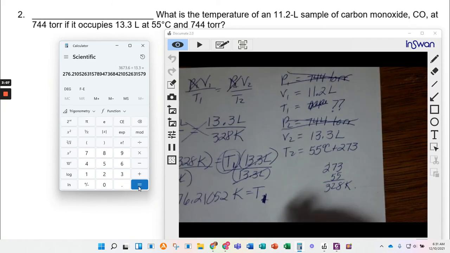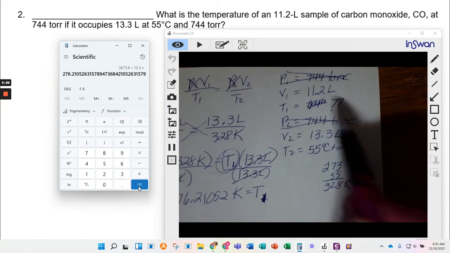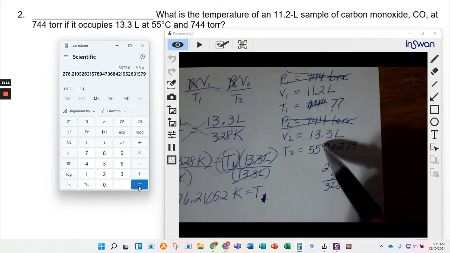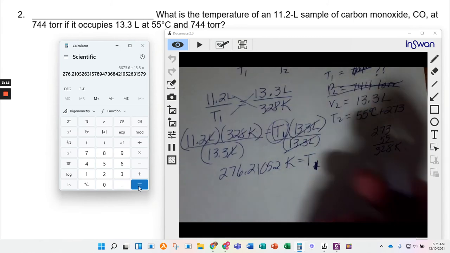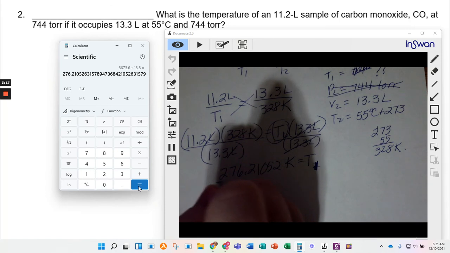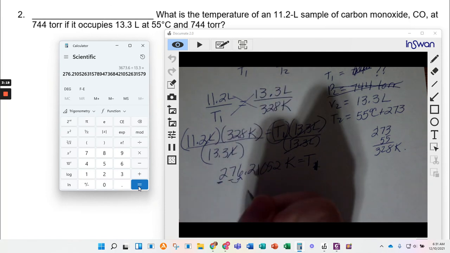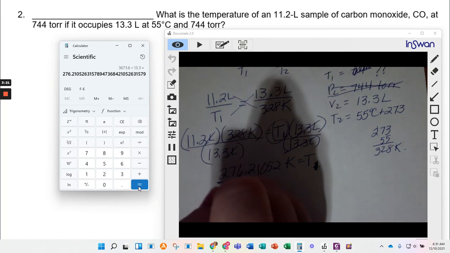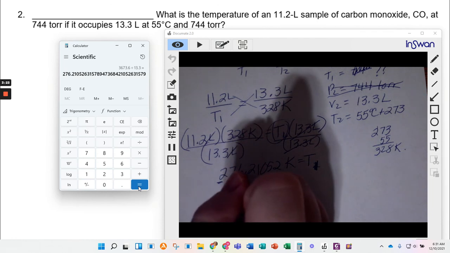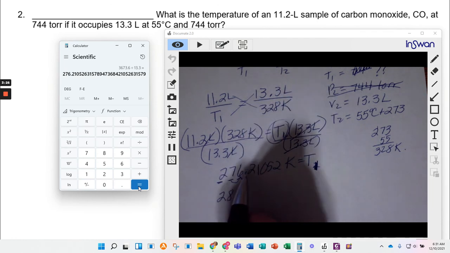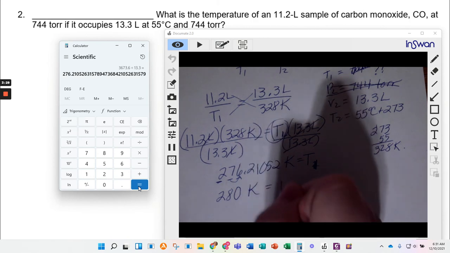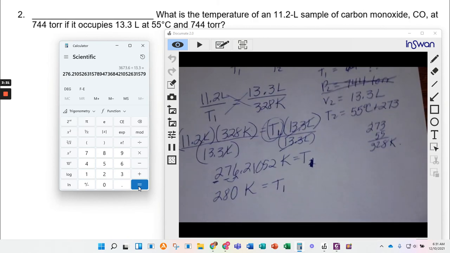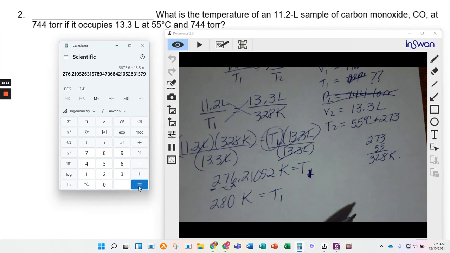So let's go back to the numbers I was given. Three significant figures, 3, 3, 3. This one only has 2. So my answer can only have 2 significant figures. 1, 2. Well, this tells me I need to round up. So 2, 8. But here's where the decimal point is, so I have to fill this in with a 0. So 280 Kelvin is T1. All right, so there we have the next problem.